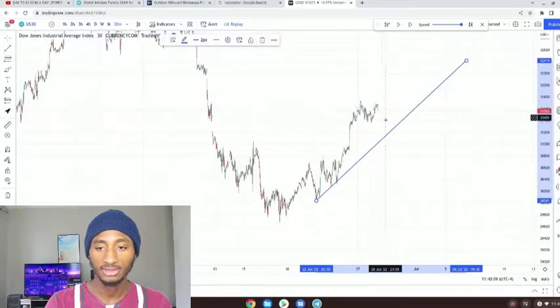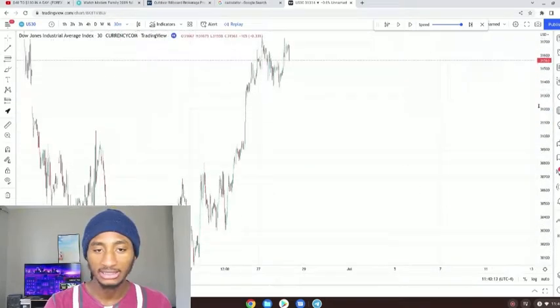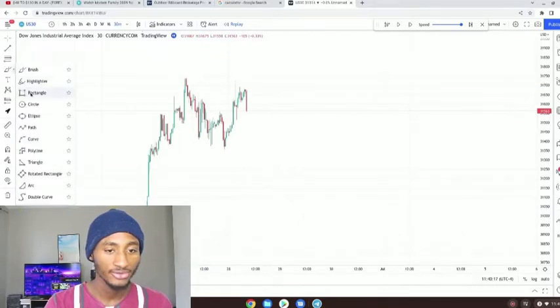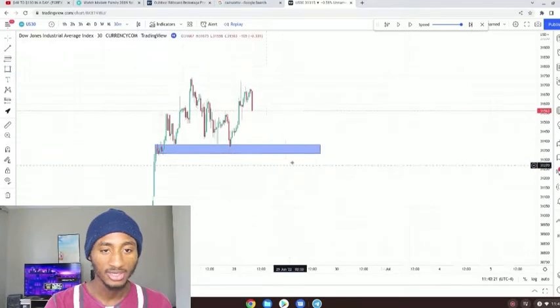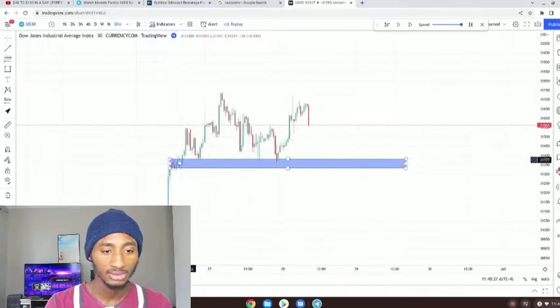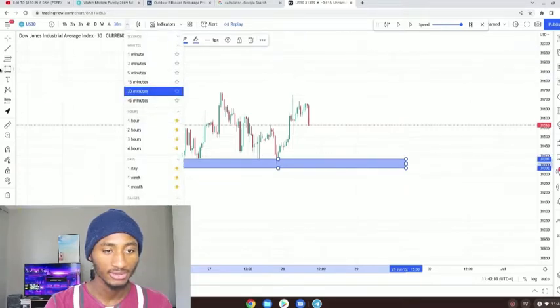Maybe market is going to come all the way down here. Anyway, let me just talk. Let's get into this. The first thing I see is a beautiful zone right here that markets respect, and let's jump into the 15 minutes real quick.